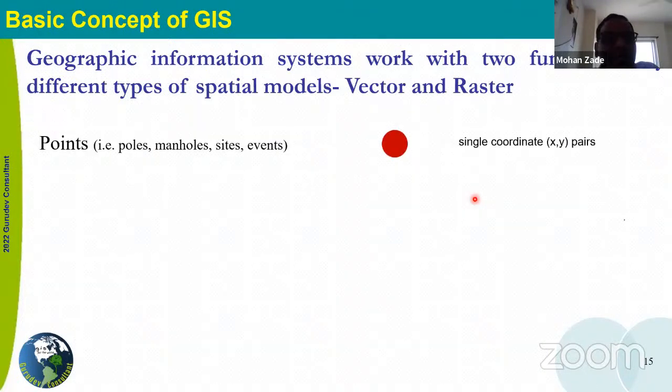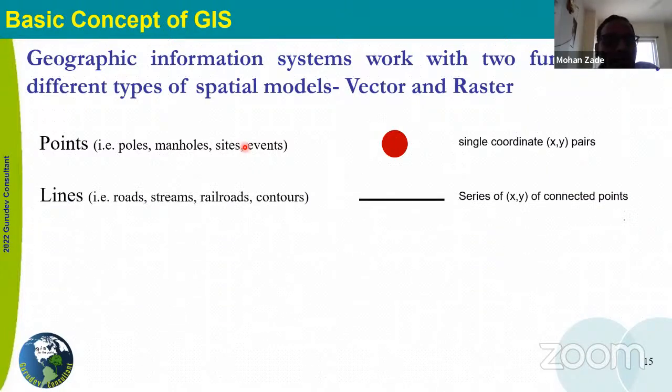If you see here, this data is represented in points. A point is a single coordinate, X, Y, just a single coordinate. It can be poles, manholes, sites, or events, or a city, for example one city, with coordinates X, Y, be it Pune, or Mumbai, or Nashik, or Aurangabad. So these are single points, and each has X, Y coordinates.